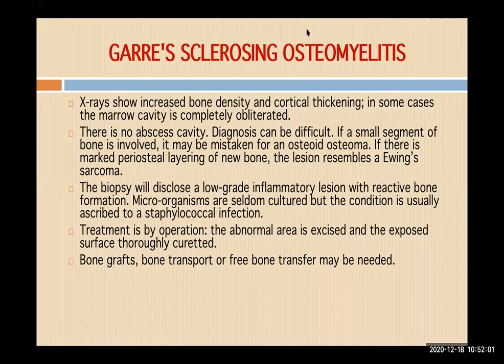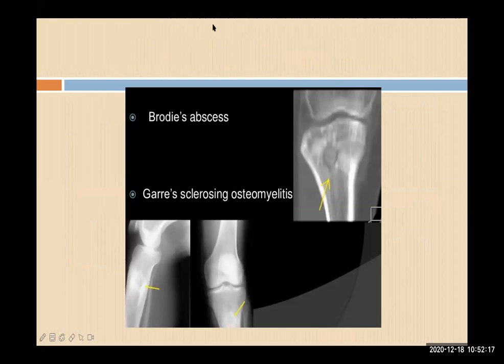Now at the end, let us see some of the X-rays, how they look. Okay, let's move further. See there, there is a Brody's abscess. Why is it a Brody's abscess? Because I can see the cavity there. The cavity is very nicely seen. So it is a Brody's abscess.